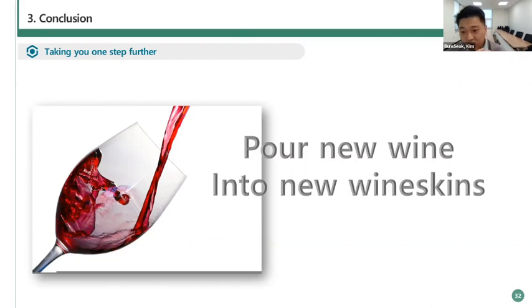STPA can be used to analyze the beginning stage of system development. It is believed that this can prevent possible risk and hazards with a tight safety net. In the early stage of system development, I hope this method I present will help you find a solution and take you one step further.